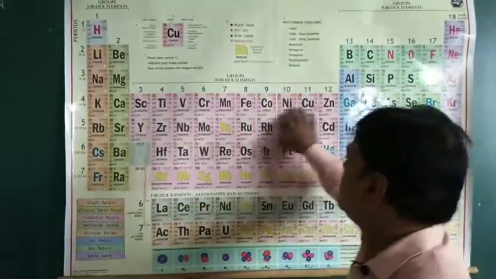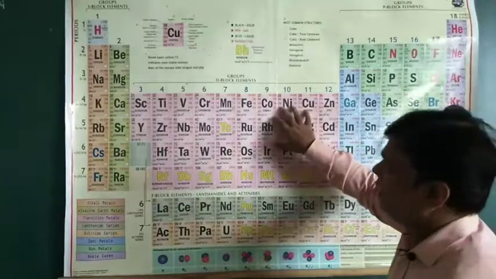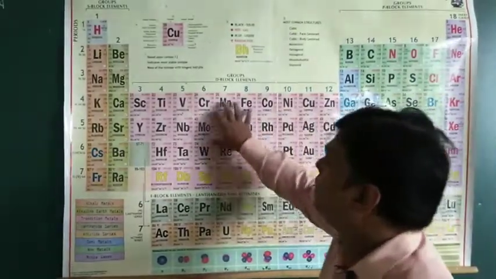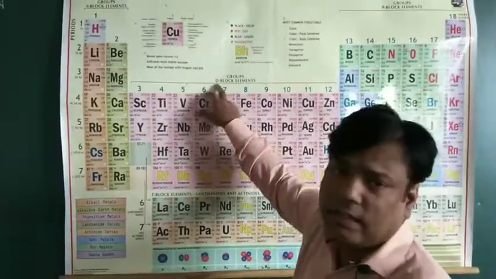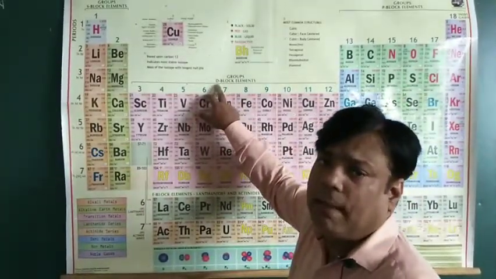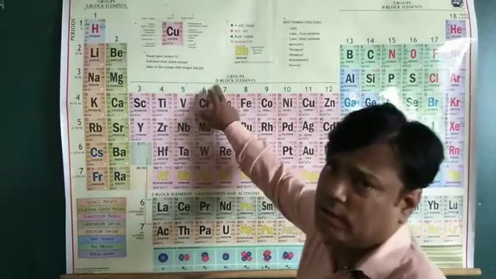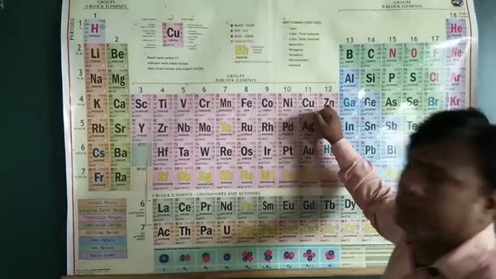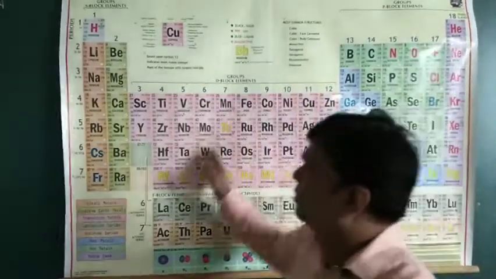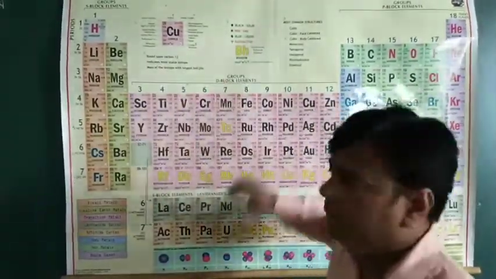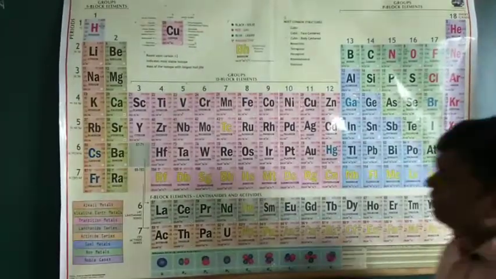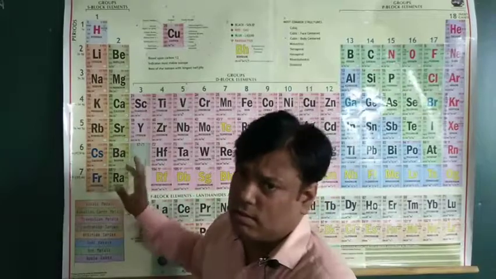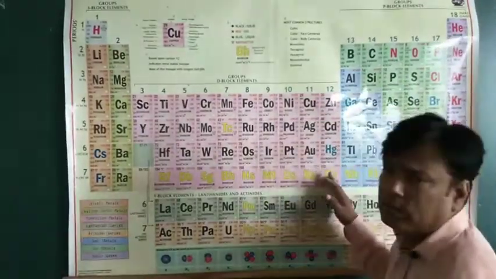D block elements are also called heavy metals, right? So, the D subshell can have a maximum of 10 electrons in it. So, there are 1, 2, 3, 4, 5, 6, 7, 8, 9, 10. So, there are 10 groups for D block elements. Okay. These groups are completely metals, and these are completely heavy metals.